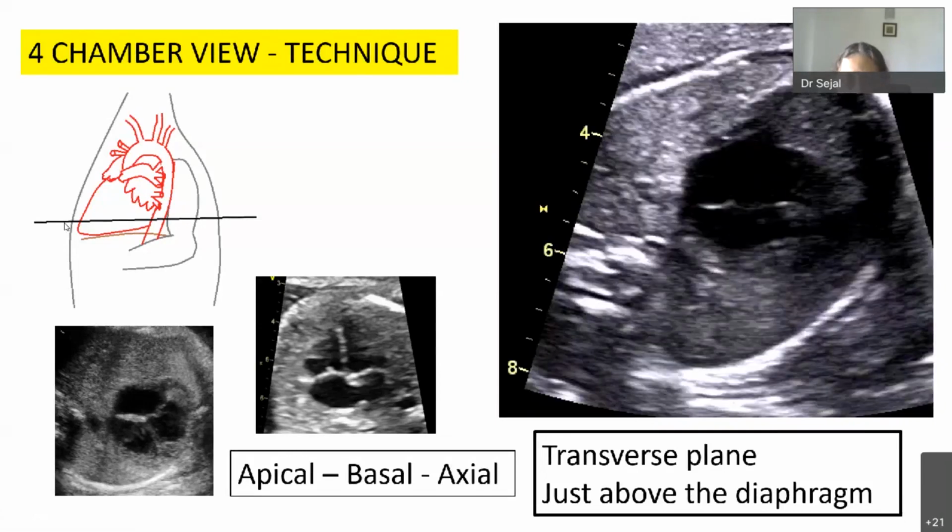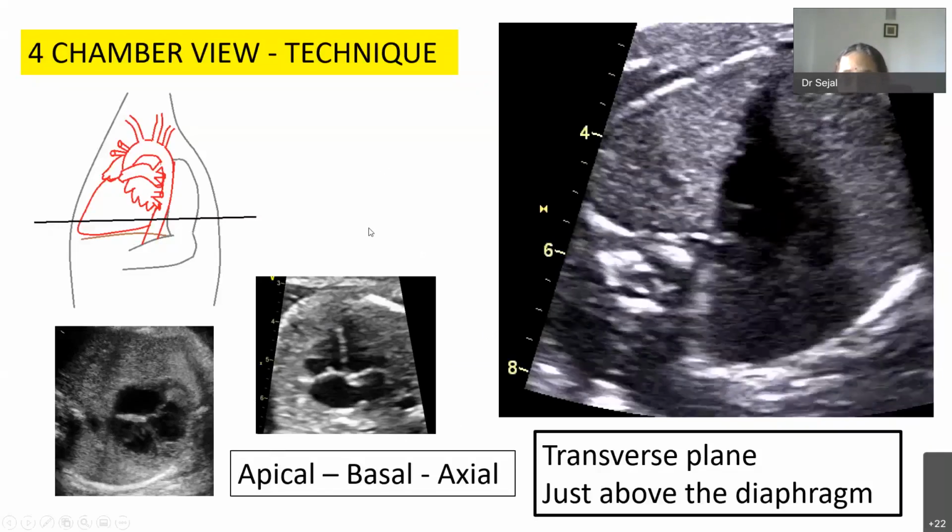Basically, this is a cut which is axial just above the diaphragm, just above the situs levels. You will have terminologies being used like apical, basal, and axial. This is where the apex is down, up, or horizontal, and these views are important. Even in a four-chamber view, there is some sort of a difference. We will see in the subsequent slides what difference and which view is better.